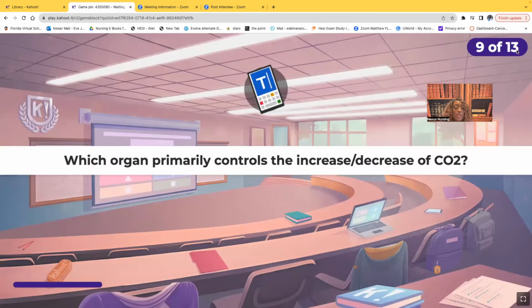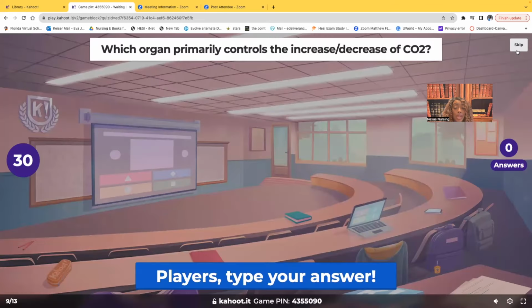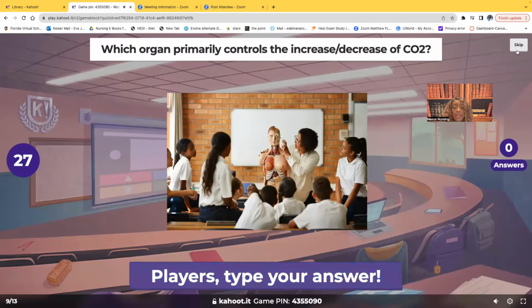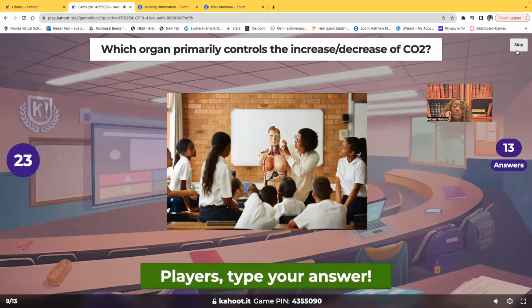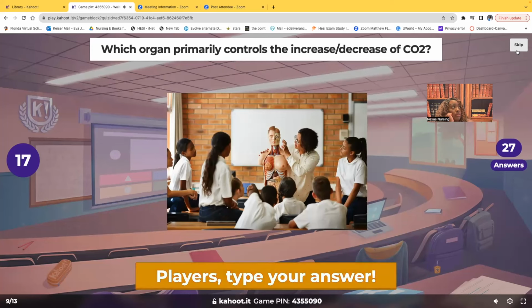All right, type in your answer. Which organ primarily controls the increase or decrease of CO2? Oh, I got ahead of myself. I shouldn't have done all that teaching. Everybody better get this right after all that talking I just did. That's what I get for being so excited.